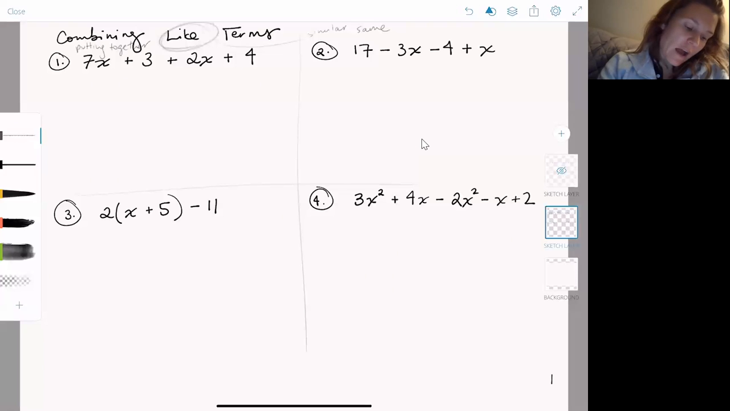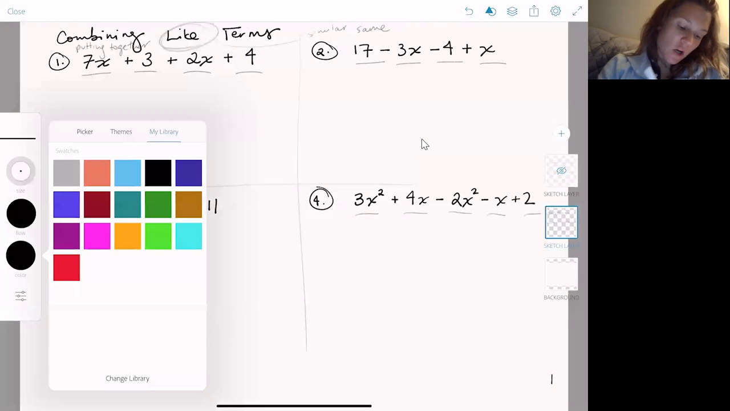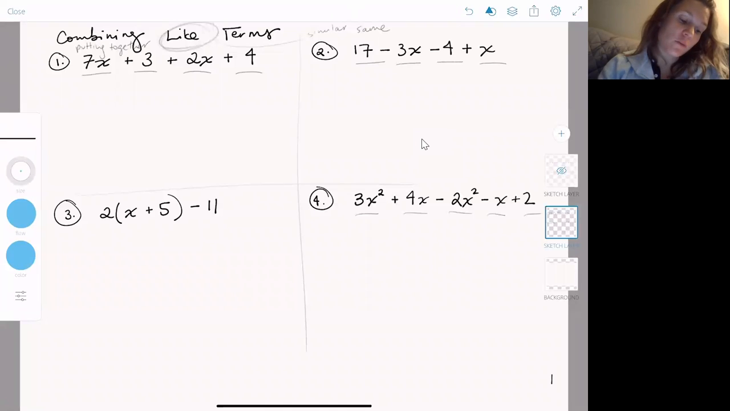So here I have 1, 2, 3, 4 terms. 1, 2, 3, 4 terms. We'll wait on that one. 1, 2, 3, 4, 5 terms. Okay, so here we are combining like terms. So when you're doing that, you can only combine terms that are similar or that are the same.